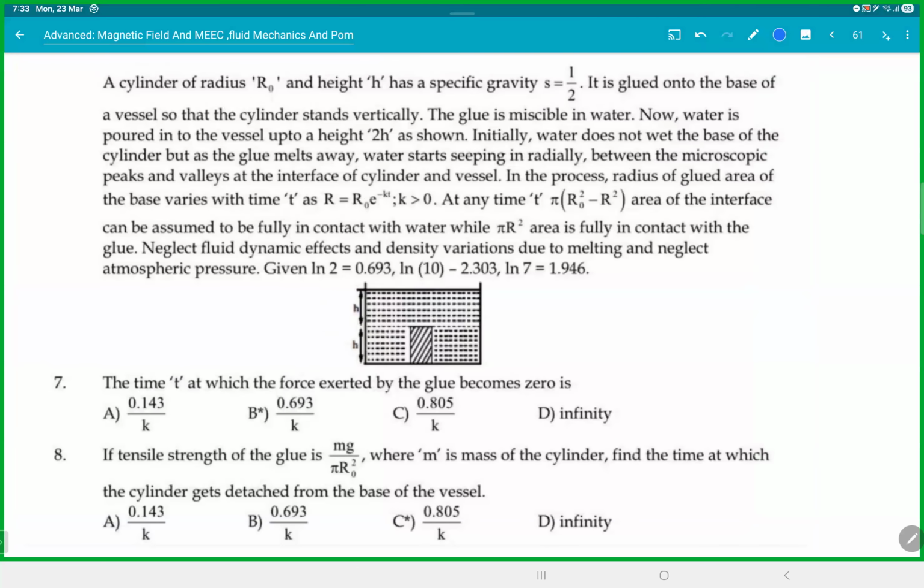Look at this. I think this is a PYQ. I think so. I don't remember. Must be.